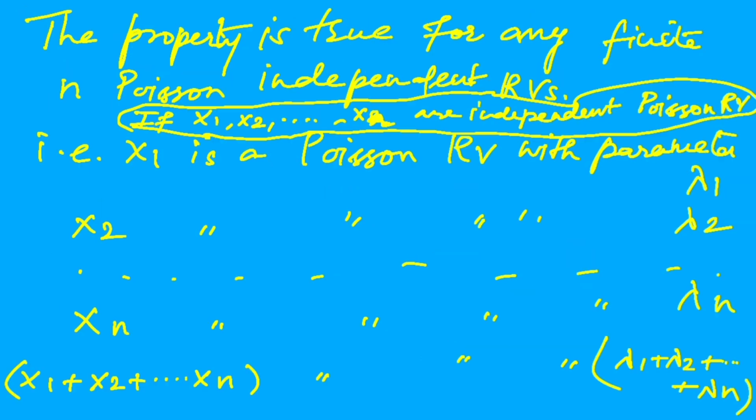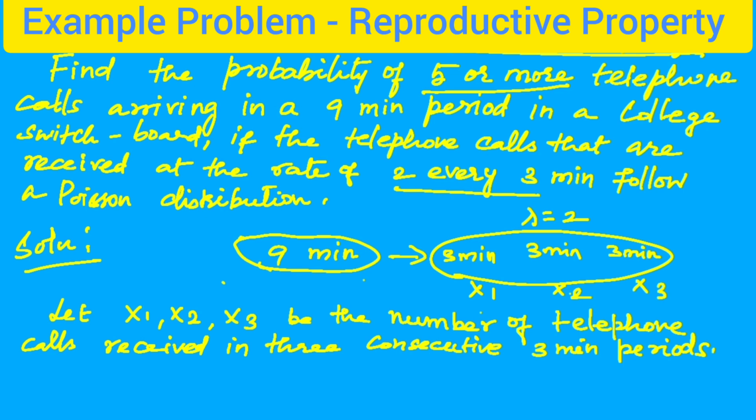If we take a finite number of such independent Poisson random variables, we can extend the property to n random variables, that is X1 plus X2 plus etc. plus Xn is also a Poisson random variable with the parameter lambda 1 plus lambda 2 plus lambda 3 etc. plus lambda n. This is the reproductive property of independent Poisson random variables. Now we are going to see one example problem.